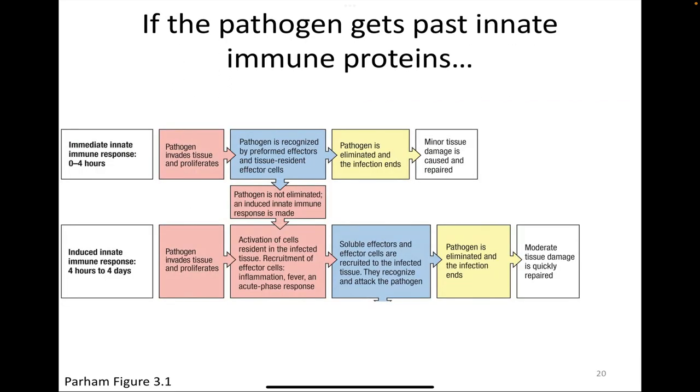But sometimes we have a pathogen invade. We have those preformed proteins try to attack the pathogen. And sometimes they win. The pathogen is eliminated, and you live happily ever after. Sometimes the pathogen is not eliminated. And now we need to actually have the next level of immunity start to work. And so now we're going to still be in the innate immune response, but now we're going to see the cells starting to do something instead of just proteins.